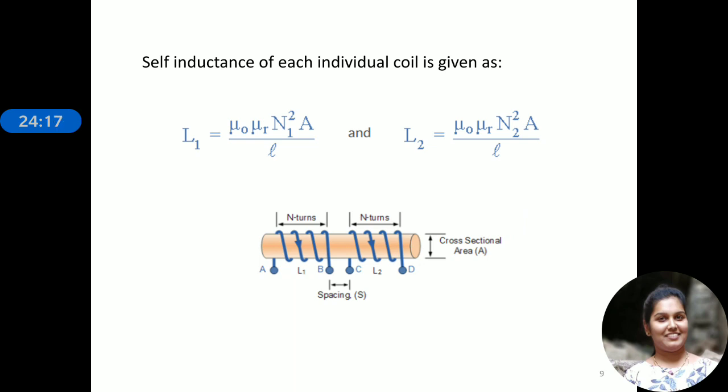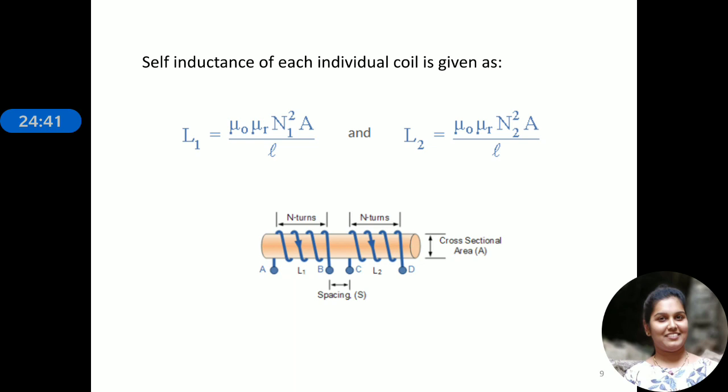So as we know, you know what is meant by mu naught and mu r, right? Mu naught is absolute permeability, mu r is relative permeability. N1 is the number of turns of the first inductor L1. N2 is the number of turns of the second inductor. A is the area of cross section of the core. L is the length of the core.